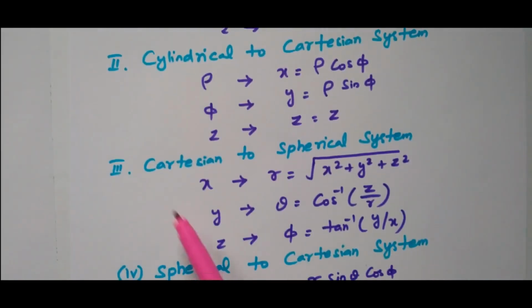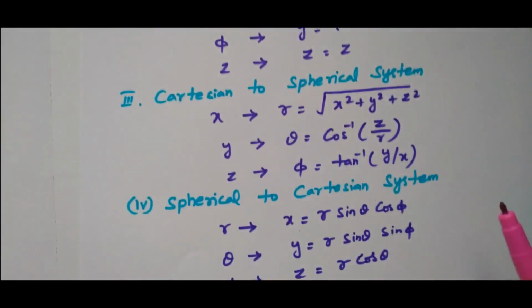Then another is Cartesian to spherical coordinates, that is x, y, z into r, theta and phi, right? This is Cartesian, this is spherical. How will you calculate r? The square root of x square plus y square plus z square. How will you calculate theta? Cos inverse z by r. How will you calculate phi? Tan inverse y by x, right? So Cartesian can be converted into spherical by using these formulas.